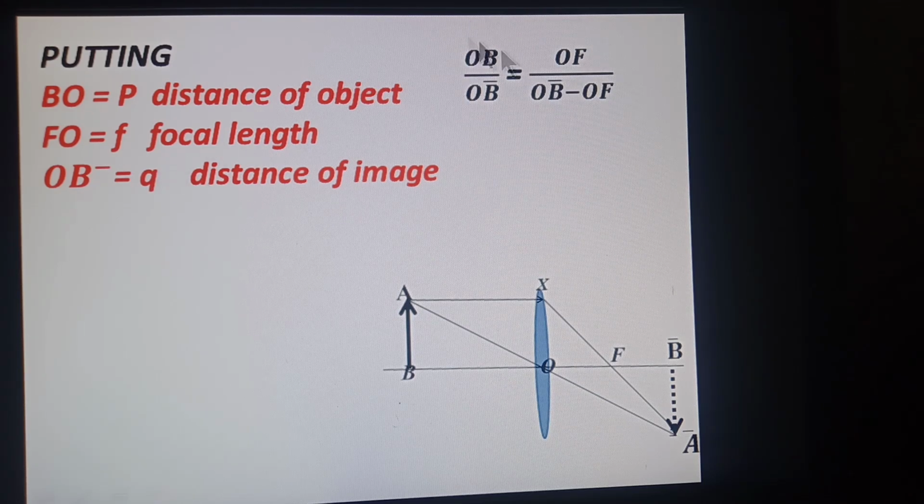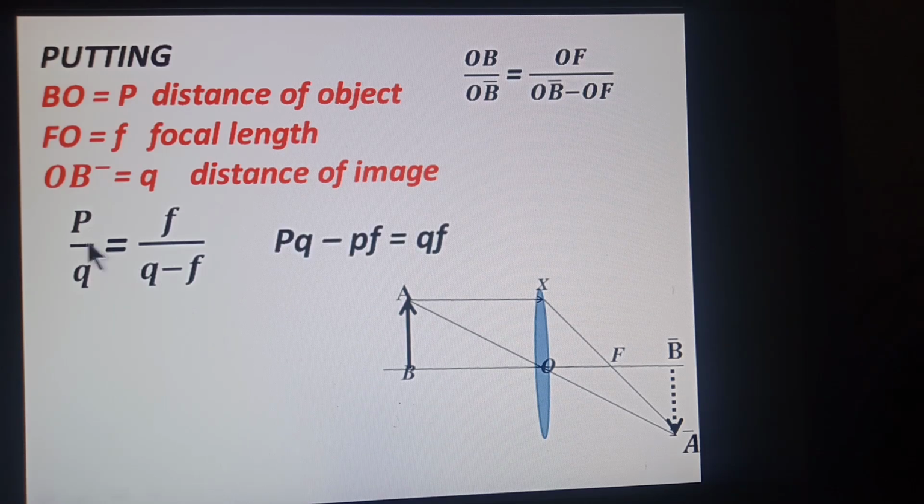So in this equation, we replace these distances by these symbols and we get the equation P by Q equals F over Q minus F. It is the same equation, only notations are changed. Now look at this equation. What will you do to solve it? We will just cross multiply it. This side is multiplied with this and this is multiplied with this. What we get? PQ minus PF equals QF.